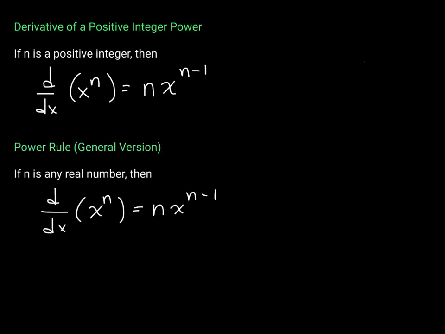As a matter of fact, we actually can extend this rule to include any real number power. Let n be any real number, then this rule actually applies. And so this is true not just for positive integer values of n, but even negative values for n, or even a fractional power. n could even be irrational, right? So this is the more general version of the rule where n is any real number.